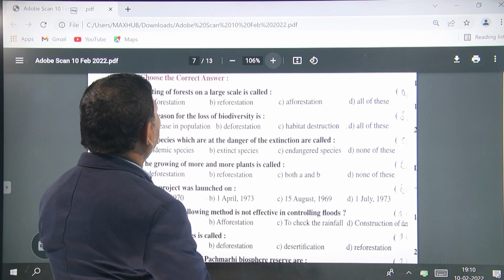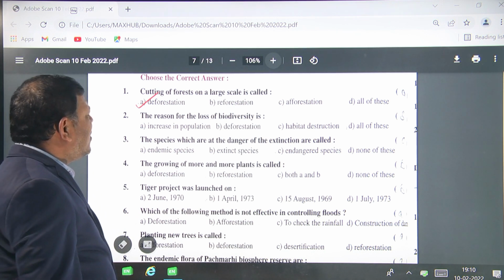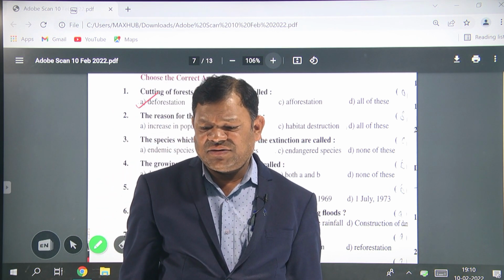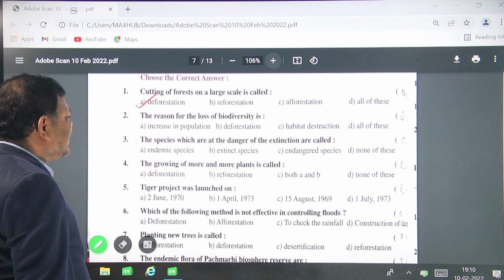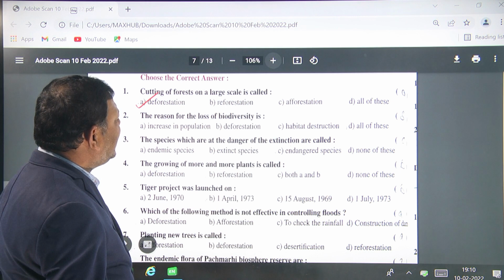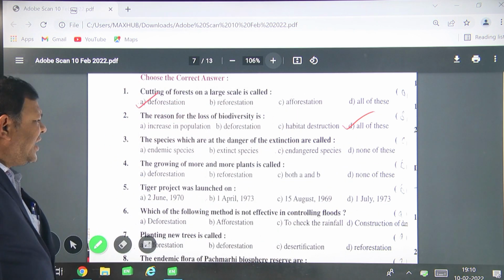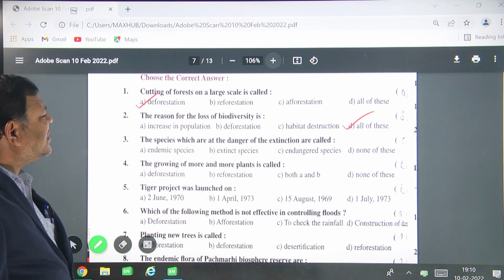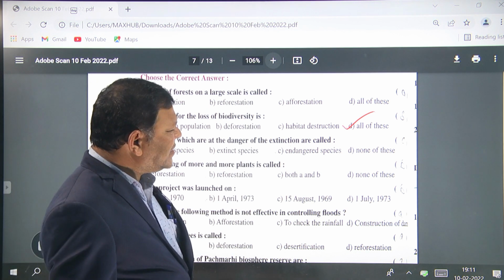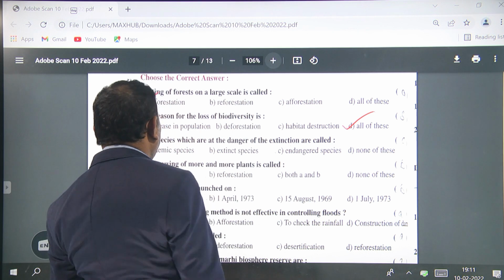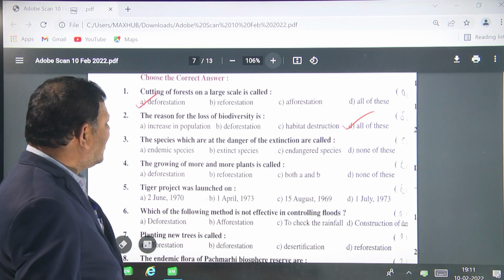Cutting of a forest on a large scale is called deforestation. Second, the reasons for the loss of biodiversity: increase in population, deforestation, habitat destruction, all of these. So the answer is D. Next, the species which are in danger of extinction are called endemic species, extinct species, endangered species, or none of these. The answer is endangered.